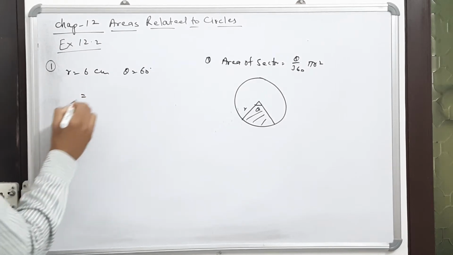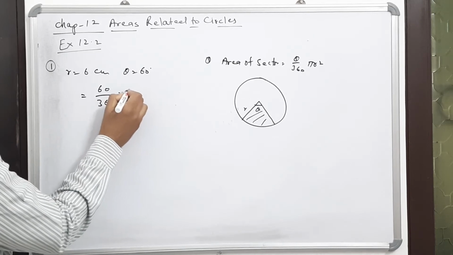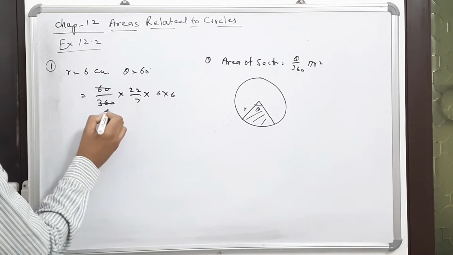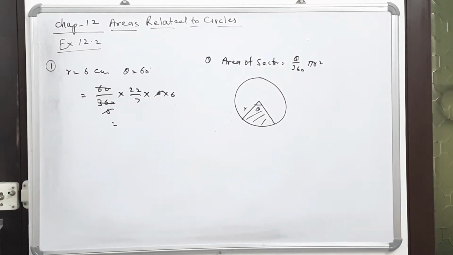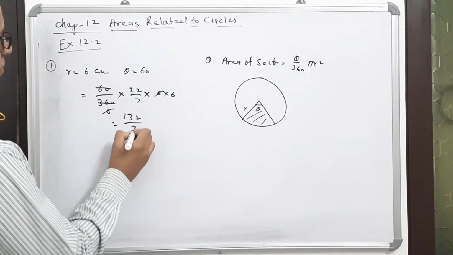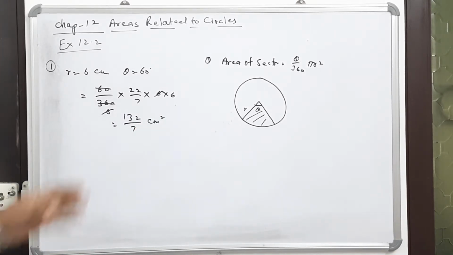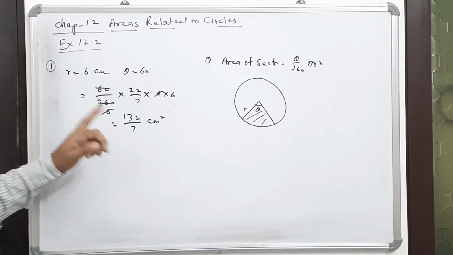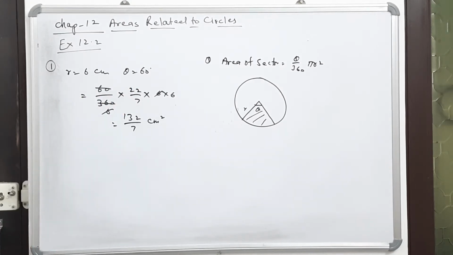So when you apply this formula, it is 60 upon 360 pi r square. So it is 6 into 6. Now if you cancel, it is 6 times and this will be 6 times. If you multiply this part, then the answer is 132 upon 7 centimeter square. You can leave the answer like this or you can divide it also. Better you keep your answer in this form only if it is not divisible completely. So the answer of the first part is this one.